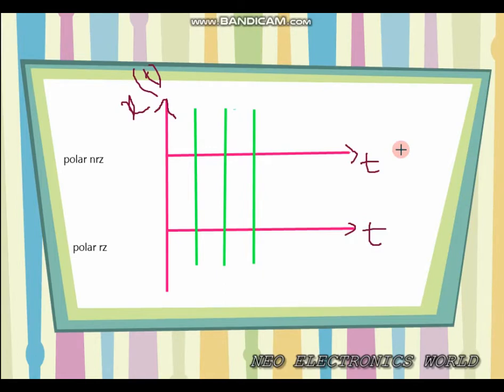Okay, let's see about polar non-return to 0. I have drawn the axis. In polar non-return to 0, we can say that the amplitude is A for a time duration of TB. I will draw this here.